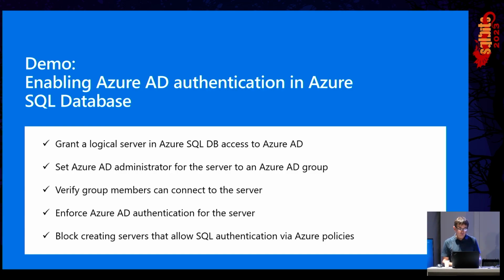For Azure AD authentication, then we set up the Azure AD admin account. We map it to an Azure AD group. Then we'll verify that all the members of this group, who now should have become administrators of the server, can connect to it using Azure Active Directory authentication. Then we will block SQL authentication by enforcing or configuring what is called Azure AD authentication only. That's the official name of the feature. And then I'll also show you how to block creating brand new servers that allow SQL authentication by using Azure policies, okay? So that's the flow of the demo.